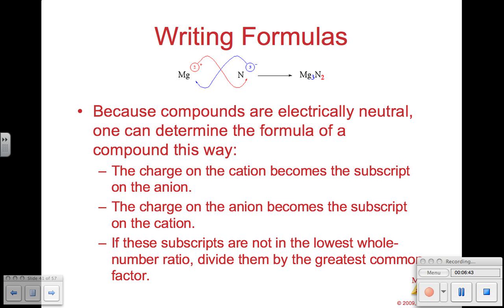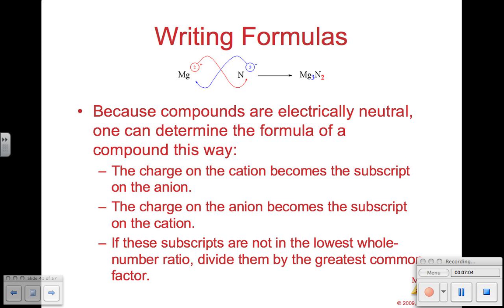And keep in mind that if the compounds are not in the smallest whole number ratio, you want to simplify ionic compounds down to the smallest whole number ratio. So let's say for whatever reason you had Mg6N4, you would want to simplify that down to Mg3N2. So whole number ratios for ionic compounds.